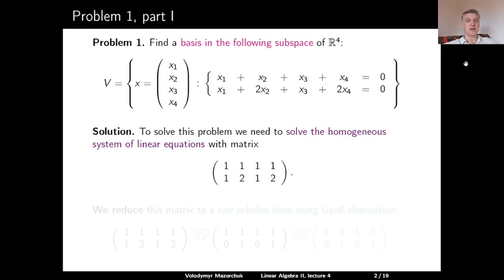Solution. To solve this problem, we simply need to solve the homogeneous system of linear equations with the following matrix. It's a 2 by 4 matrix. The first row is 1, 1, 1, 1, so these are the coefficients in the first equation. And the second row is 1, 2, 1, 2, so these are the coefficients in the second equation.